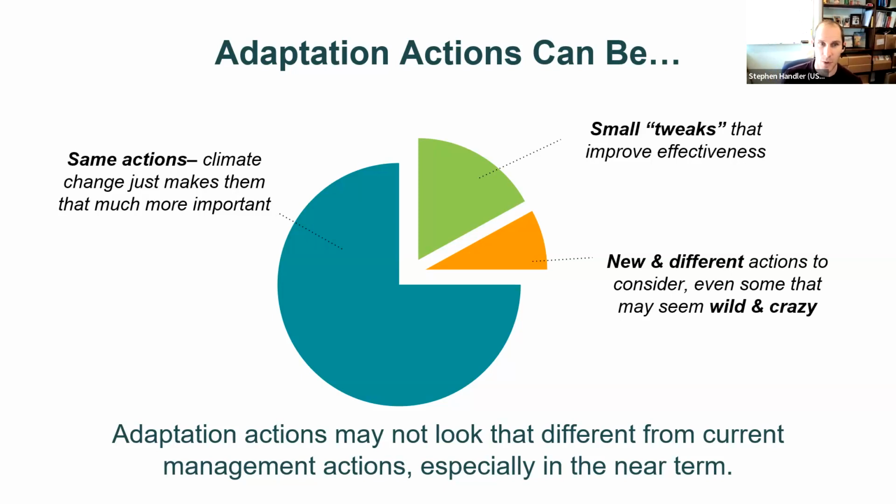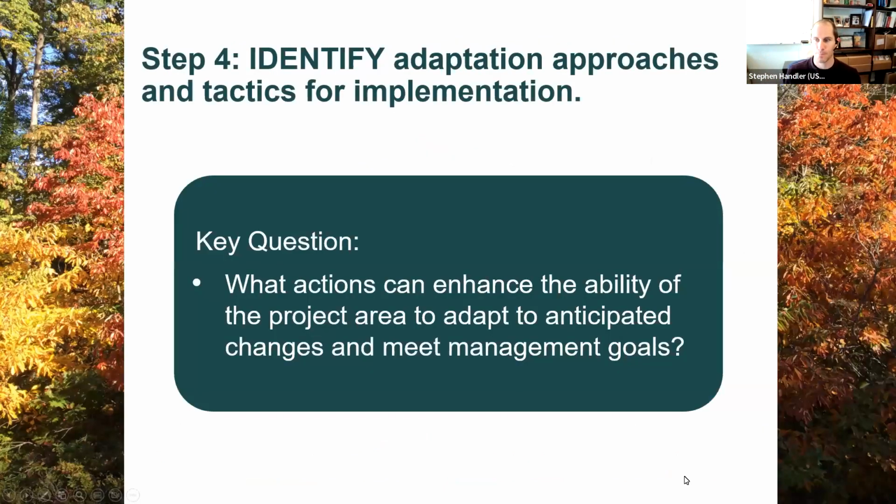And the size of these wedges will be different for every project. But the point is, you should probably have items in all of these categories. So be sure to take credit for things you're already doing or that already are common practice that you want to continue, if you can justify how they benefit climate adaptation. Don't be afraid to wordsmith and make small adjustments to any of those common practices, and then keep your radar up for new and different ideas. So that's the overview conceptually of the step.